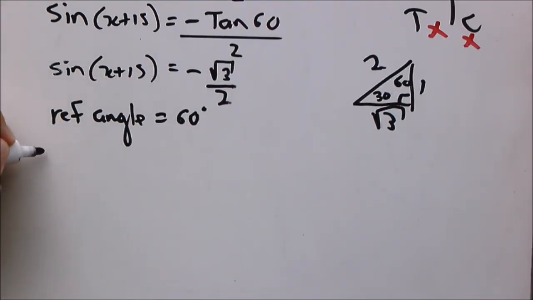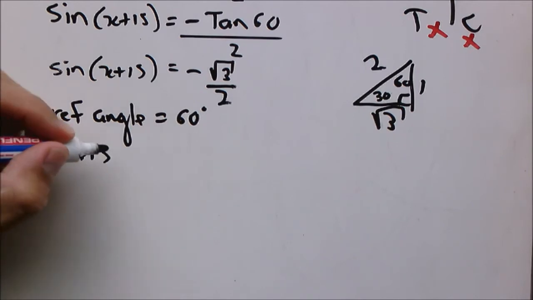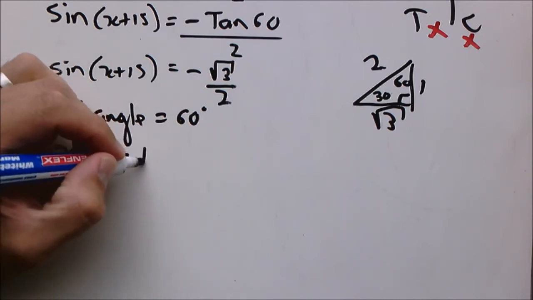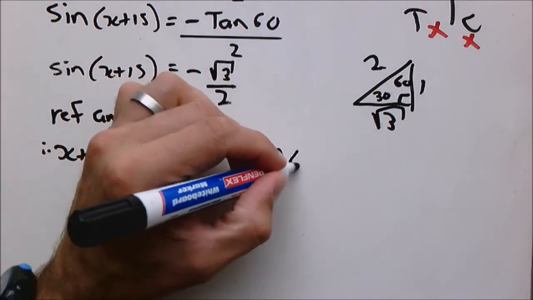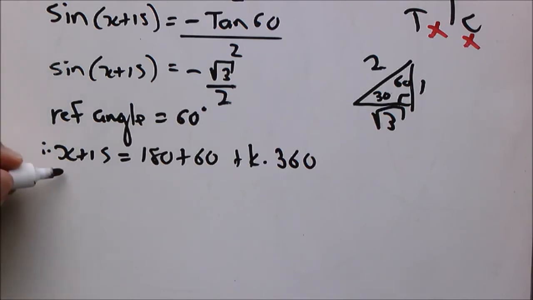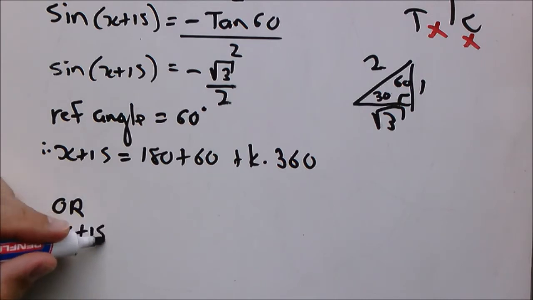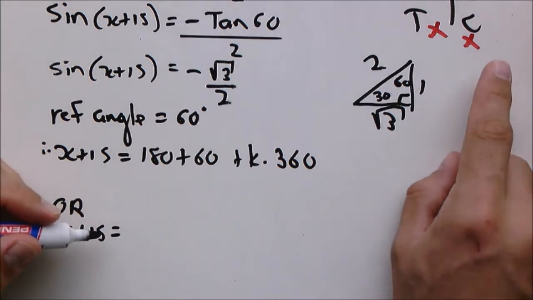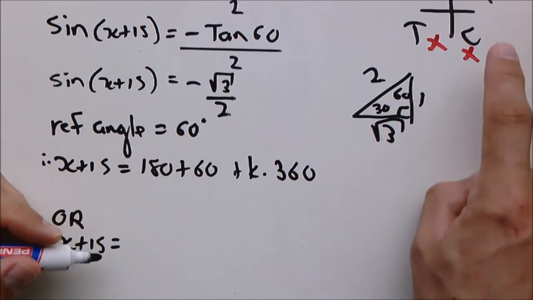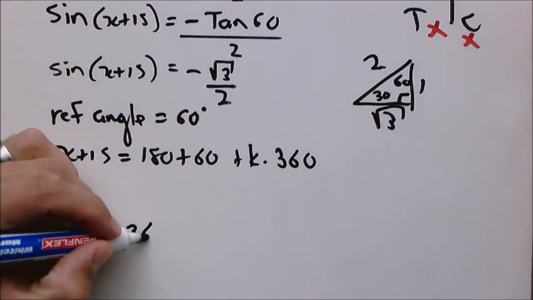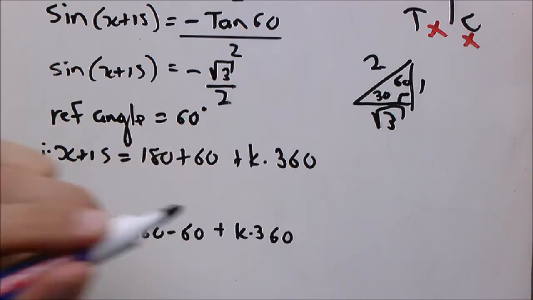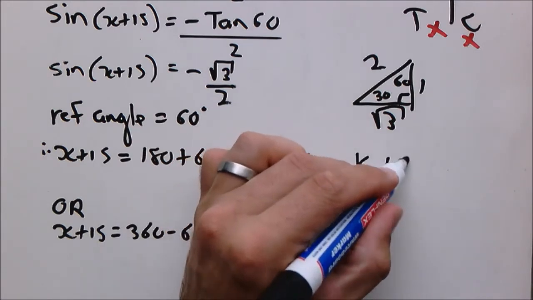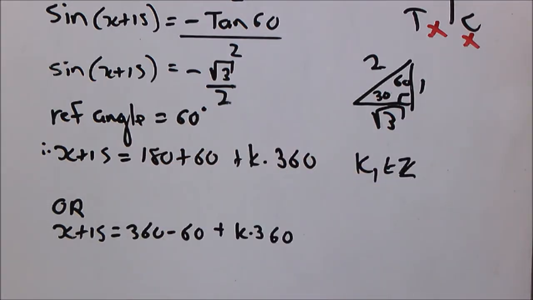So this then means x + 15 = 180 + 60 + k·360. That's our first expression. Remember to leave a little bit of space open. And we can write down our second expression: x + 15 equals, and if you look at the CAST diagram, it is 360 minus 60, minus our reference angle. This gives us that expression.